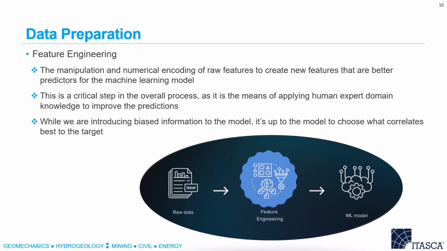This is a really important reason why machine learning needs to be understood and applied by people in all scientific disciplines. And while you may think this introduces biased information to the model, it's really up to the model to choose what correlates best to the target. What we pass to the machine learning algorithm are simply its choices for the model inputs. The model will figure out in an unbiased way which features are the most relevant for predicting your target variables.